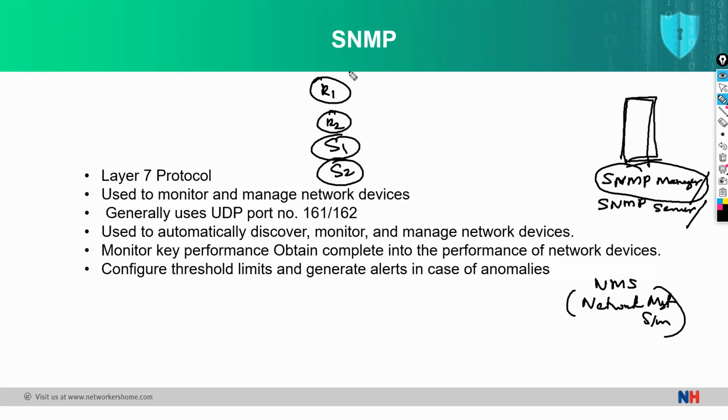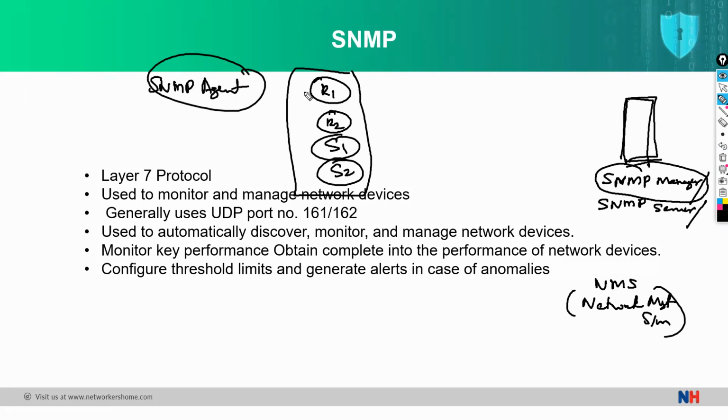Now, to use the SNMP protocol, you will enable the SNMP-related features in the routers. When you enable it, the SNMP agent gets enabled in the routers and switches. In the networking devices, we have something called the SNMP agent, and these SNMP agents will be enabled.